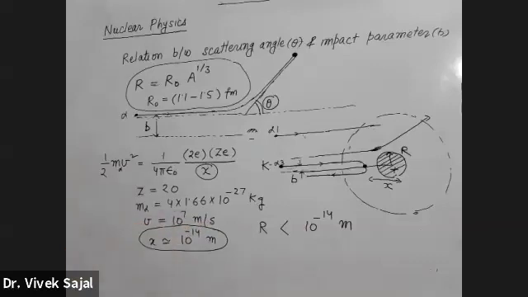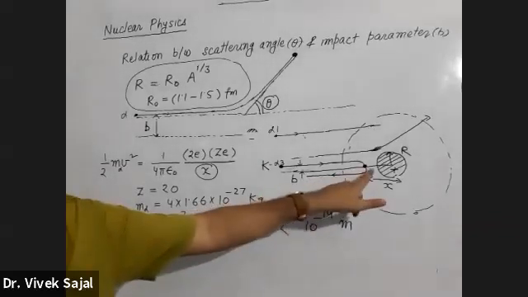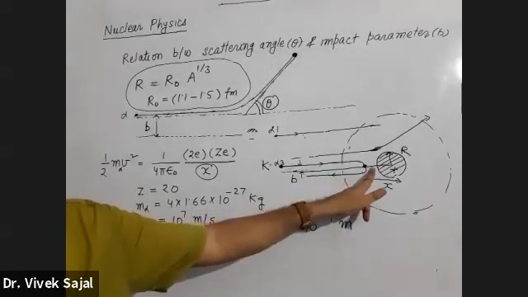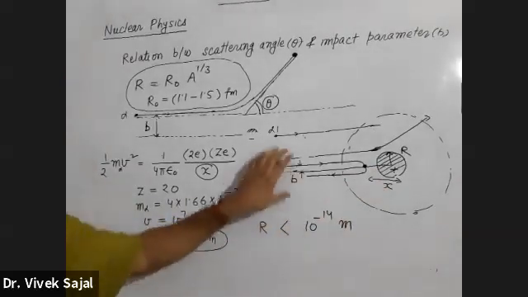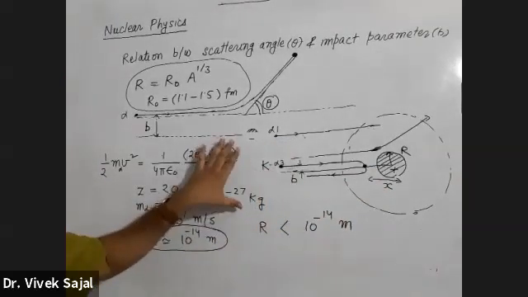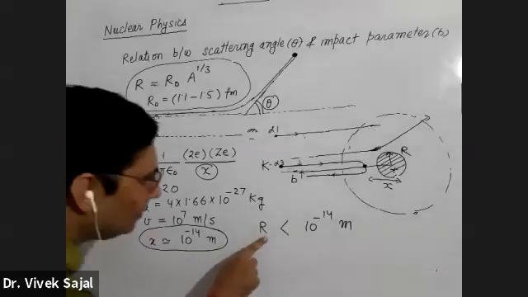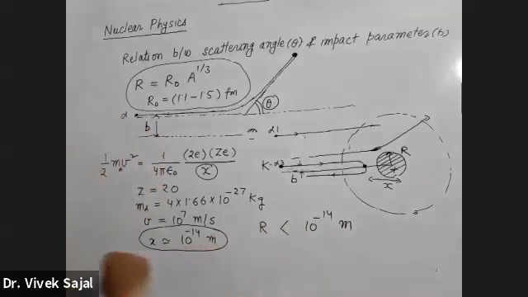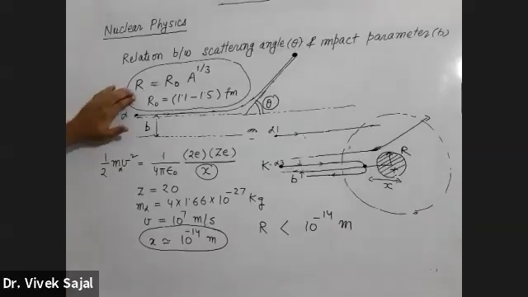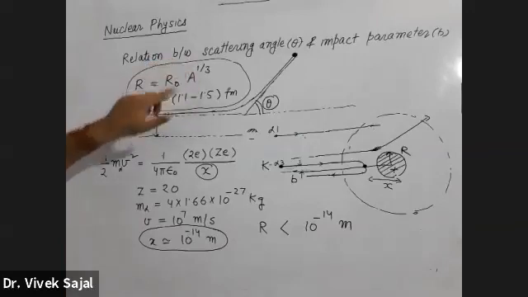If you take a higher velocity than this, what will happen? It will reach even further, so we will be closer to the nucleus. But in this experiment they were not claiming that they had found the radius. What they were claiming is that the radius of the nucleus is less than 10 power minus 14 meters. So this was a good approximation. Later on, we found that the formula for the radius of the nucleus is r equal to r naught A to the power 1 by 3. This is the mass number.